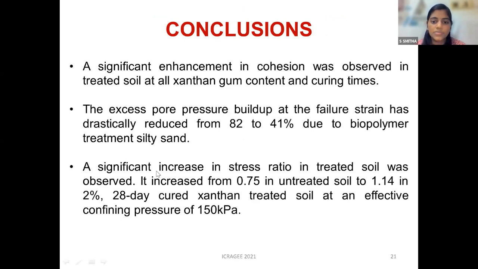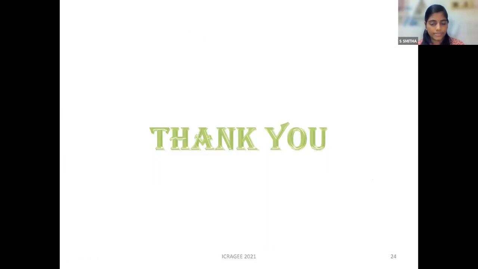Excess pore pressure buildup at the failure strain was drastically reduced from 82% to 41% due to the biopolymer treatment in silty sand. A significant increase in the stress ratio in treated soil was observed. It increased from 0.75 in untreated soil to as much as 1.14 in 2% 28-day cured xanthan treated soil, at an effective confining pressure of 150 kPa. These are my references. Thank you.